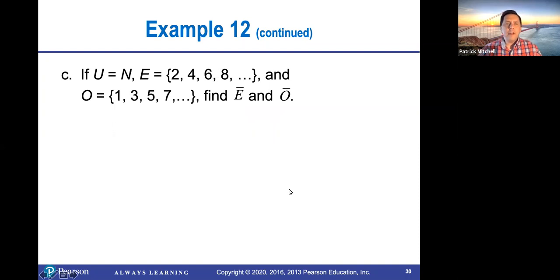Here's another example. If the universal set is natural numbers, and E is the set of even numbers, and O is the set of odd numbers, what are E complement and O complement? Well, I think that one's pretty simple. Within the world of natural numbers, everything that is not even is odd, and everything that's not odd is even, which is why E complement is just O and O complement is just E.